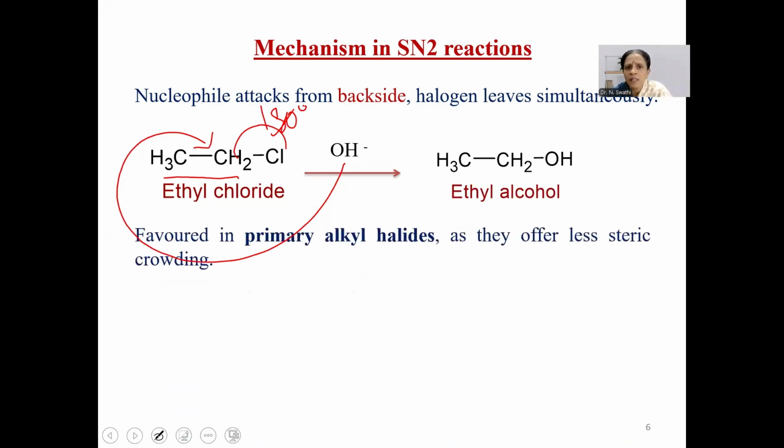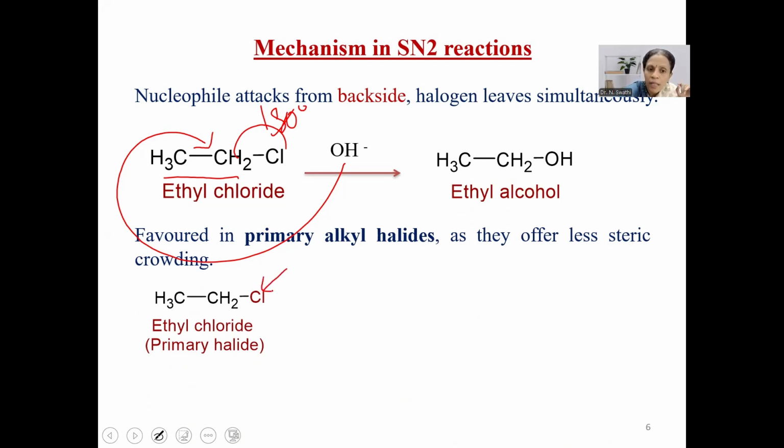This SN2 reaction is mainly favored in the case of primary alkyl halides. Now what is the reason why primary alkyl halides, among the 3 types, are more reactive towards SN2? Let us try to understand with examples. Again, ethyl chloride is an example of a primary halide, because this chlorine is attached to a primary carbon. The first carbon attached to chlorine is primary because it is in turn attached to only one carbon.